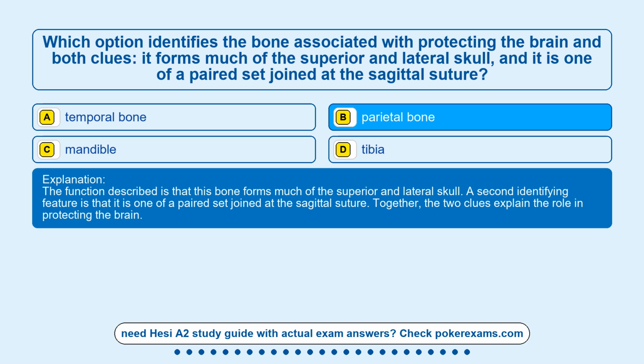The function described is that this bone forms much of the superior and lateral skull. A second identifying feature is that it is one of a paired set joined at the sagittal suture. Together, the two clues explain the role in protecting the brain.